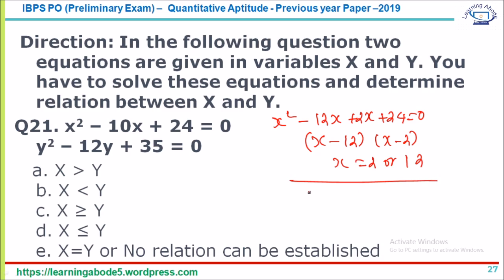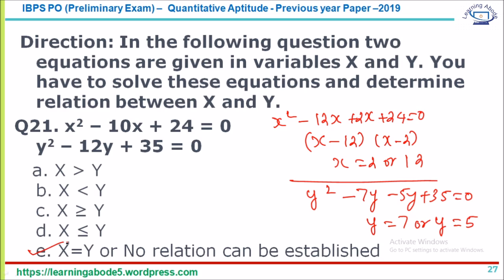And in the next equation I get y square minus 7y minus 5y plus 35 equal to 0. So I get y equal to 7 or y equal to 5. Again, if you take x equal to 2, then it is less than y. If you take x equal to 12, then it is more than y. So you can't really establish a relation. The answer is no relationship can be established.